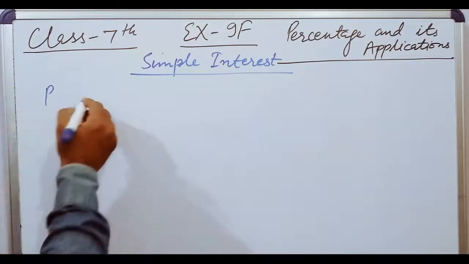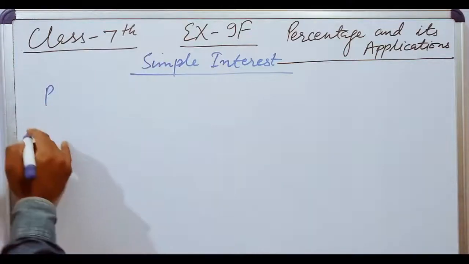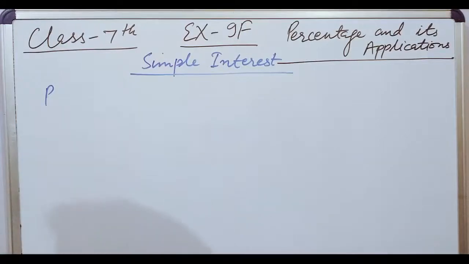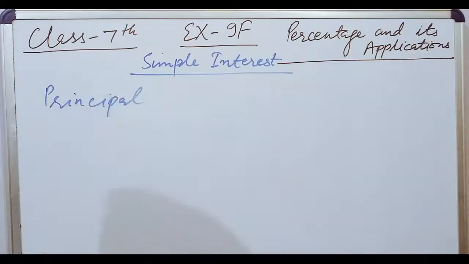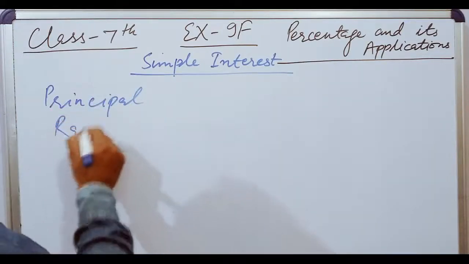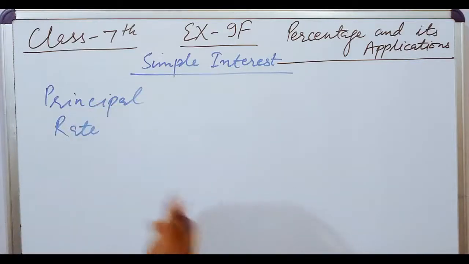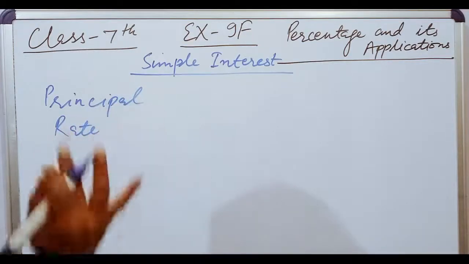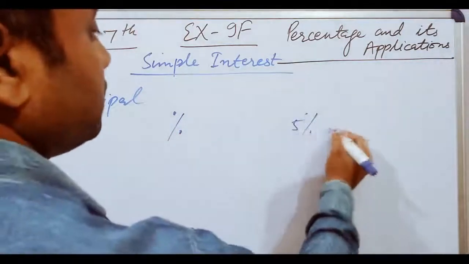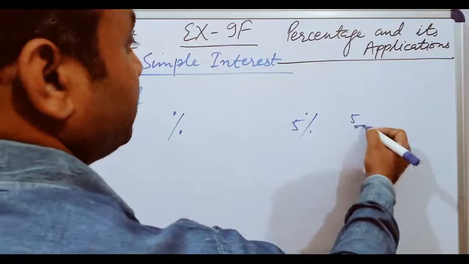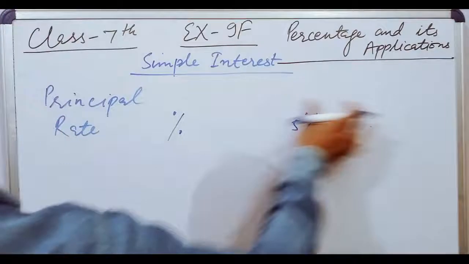Principal means the sum which is taken or given. The money which is given or taken is called principal. And rate means the extra amount given per 100, so it is the rate percent. Suppose 5 percent means 5 is given extra on 100. This is the interest rate, the percent rate.